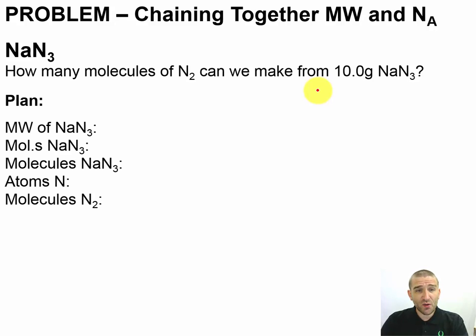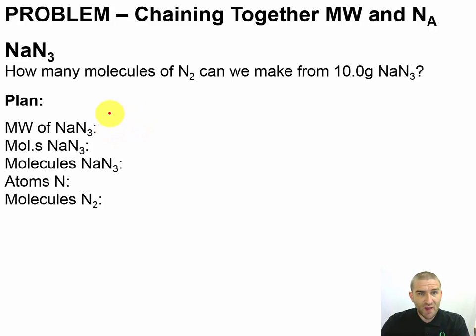Okay, so here are the pieces that I've got for my plan. We're going to determine the molecular weight for the NaN3. From that, we're going to be able to find out the number of moles that we have of NaN3. From moles, I can find out how many molecules I've got. From that, I can find out how many atoms of N I've got. And from that, I can find out how many molecules of N2 I'm going to be able to end up with. So that's the plan that I've come up with for this problem. Now let's go ahead and execute this.